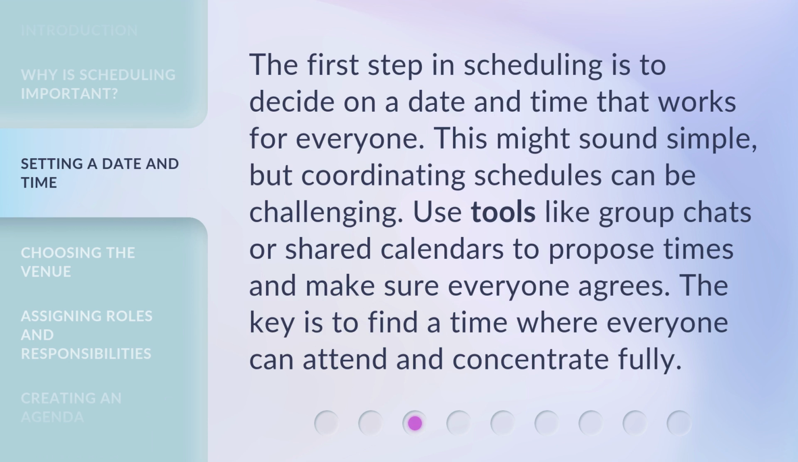The first step in scheduling is to decide on a date and time that works for everyone. This might sound simple, but coordinating schedules can be challenging. Use tools like group chats or shared calendars to propose times and make sure everyone agrees. The key is to find a time where everyone can attend and concentrate fully.